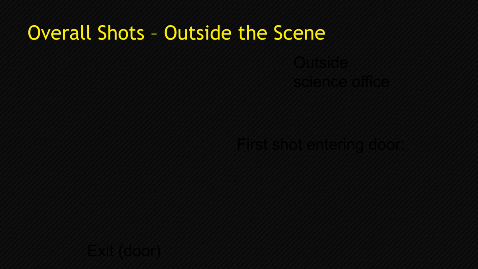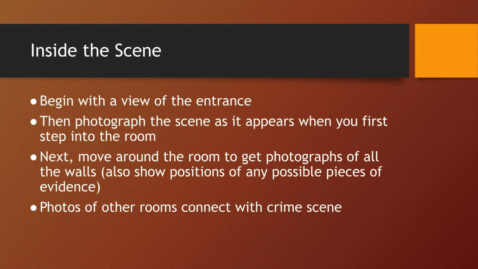These overall shots provide context for the crime scene, capturing the exterior and various entry or exit points, like the door to the science office shown here. Inside the scene, start with a view of the entrance, then photograph the entire area as you step in. Move around the room to photograph all walls, including the positions of evidence. Also, photograph any adjoining rooms related to the crime. These are examples of overall shots taken inside the scene, documenting the layout in the context of the evidence found within the area.